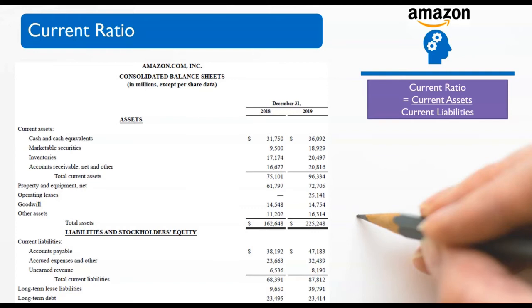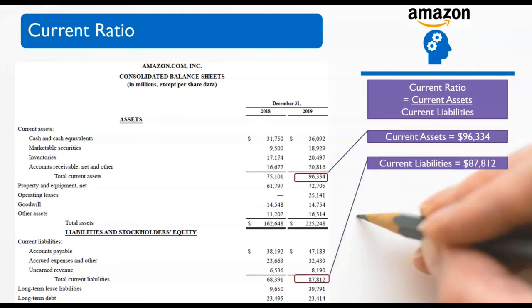For Amazon, we would start with the current assets value of about $96.3 billion. Then we would find the current liabilities of $87.8 billion. And when we divide those numbers, we get a ratio of 1.10.